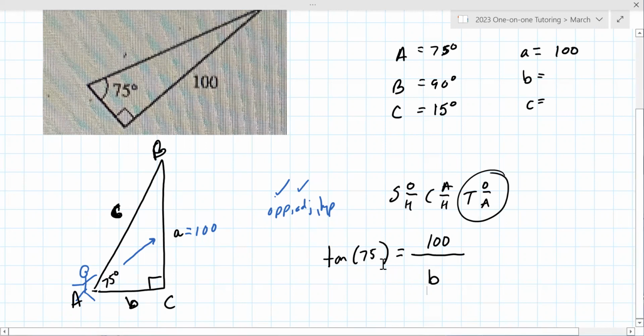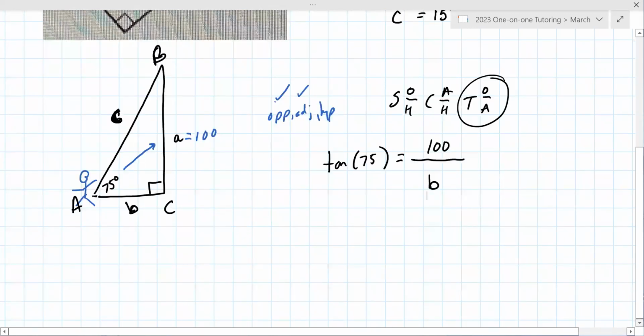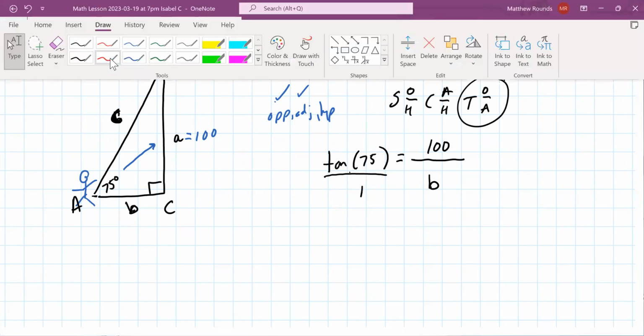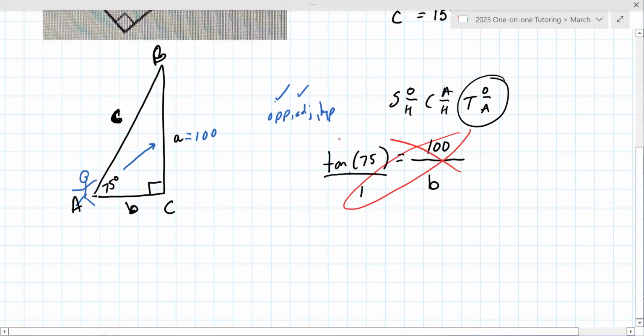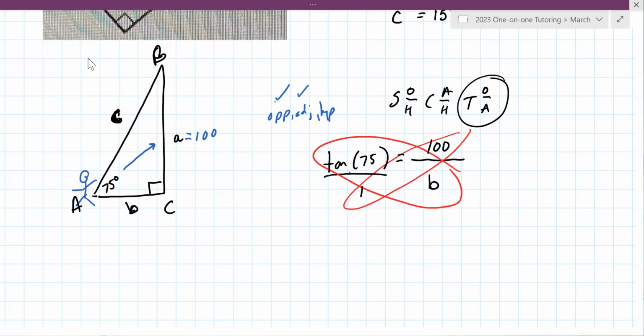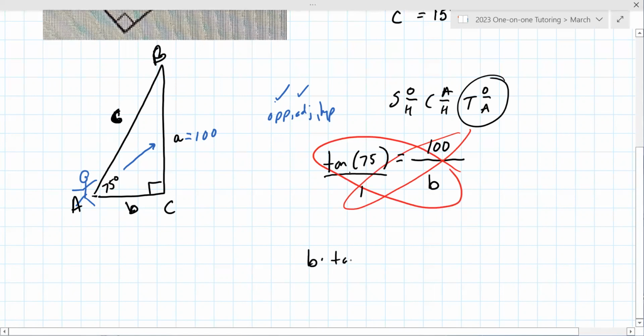All right. Now, do you remember how to solve this for b, or is that something we should go over here? I'm trying to remember because I know I did something similar to this. A couple options here. I wrote tangent 75 over 1. You can cross multiply here. That's one option. So it would be b times the tangent of 75 equals 1 times 100. So that ends up being just b tangent 75 equals 100.